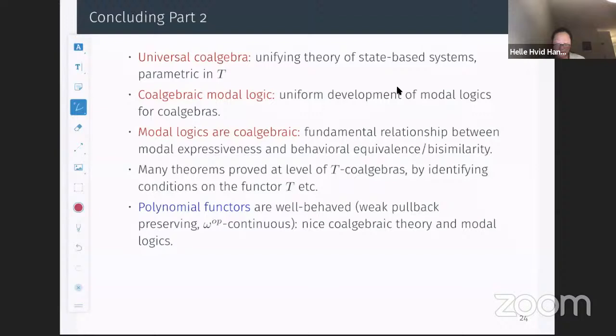So in terms of polynomial functors, they are just some functors for which we can consider algebras, but they are indeed very well behaved. So they preserve weak pullbacks and they are continuous. So they also have a very nice coalgebra theory and modal logics. Like we can have a Nabla logic, for instance, and we know that also bisimilarity is a complete proof principle for behavioral equivalence. So that brings me to the end of the talk. So thank you very much for listening.